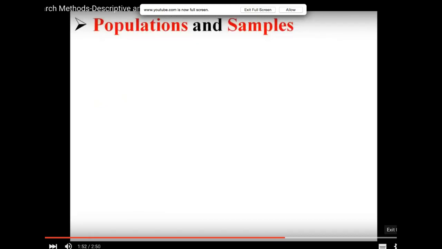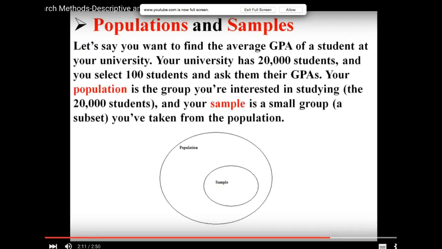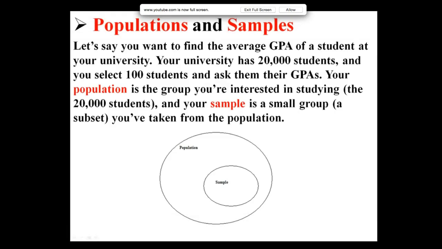Now, the data you get will be drawn from either populations or samples, usually samples, but I'm going to explain both. Now, the population is the group that you're interested in studying, and the sample is a subset of that population. Basically, your sample comes from the population, as shown in the diagram below. So, let's say you want to find the average GPA of a student at your university. Your university has 20,000 students, and you randomly select 100 of them and ask them what their GPA is. In this case, the group that you're interested in studying, your population, is that 20,000 students, and your sample is that smaller group of 100 students that you've taken from the population.